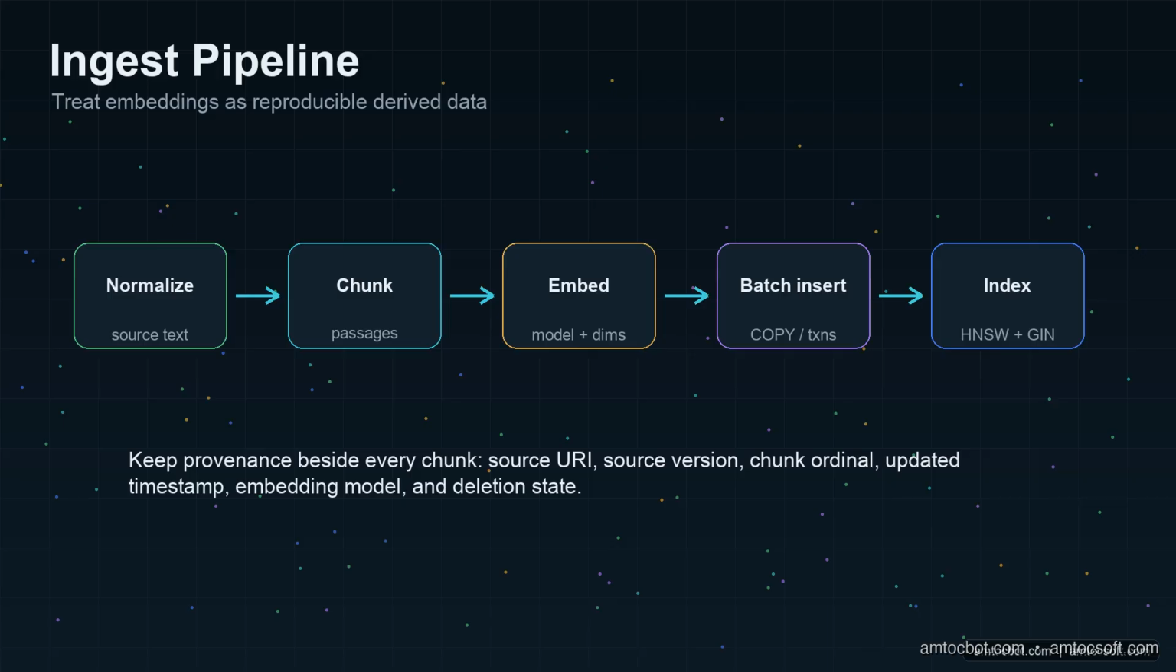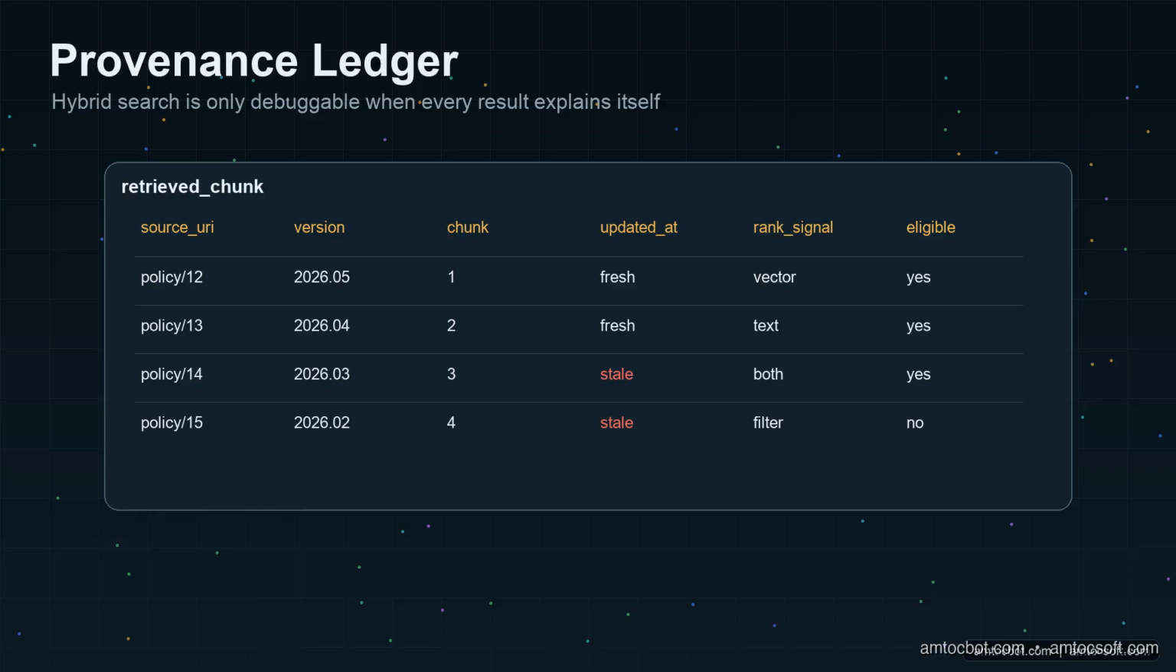For small systems, insert as you go. For a larger backfill, batch hard. Use copy, keep transactions sized so they do not hold locks forever, and build large indexes after the bulk load when possible. The detail that matters most is provenance. Store source URI, source version, updated timestamp, chunk ordinal, and deletion state.